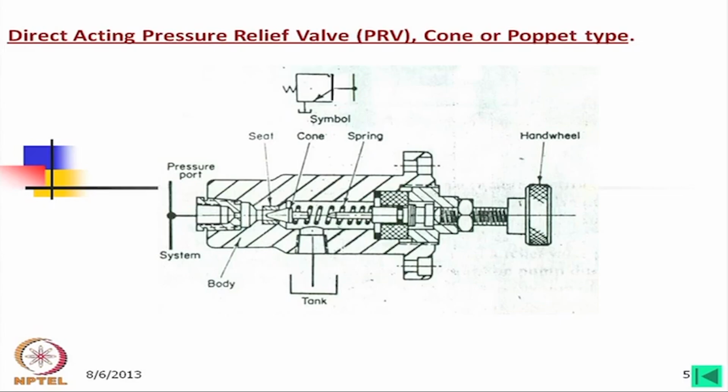Now, this valve definitely is not suitable for a continuous system. It is only suitable as a safety valve, where this set pressure is rarely reached. What will happen, due to this cone sitting and opening, is that a chattering sound will be there and this will be very noisy.